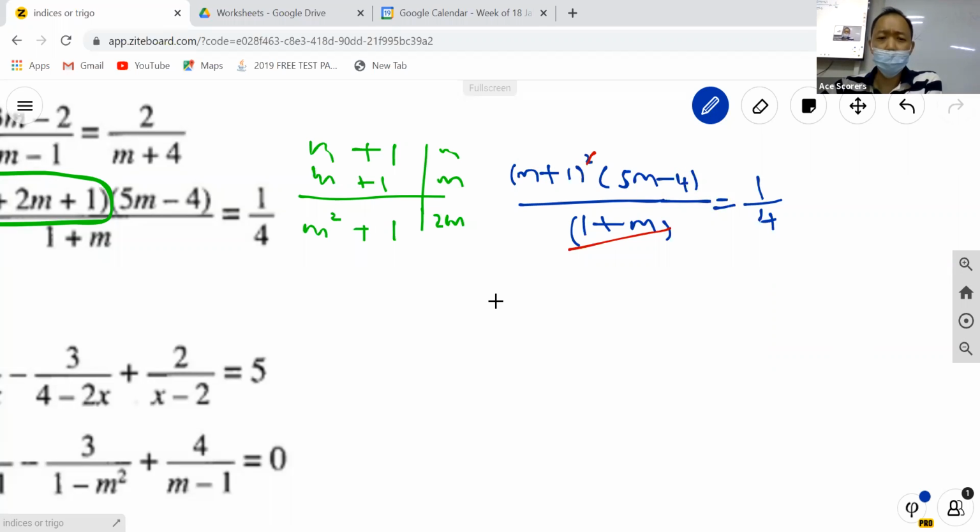Look at the rainbow here. So 5m squared minus 4 plus 5m, okay, equals 1/4, right?